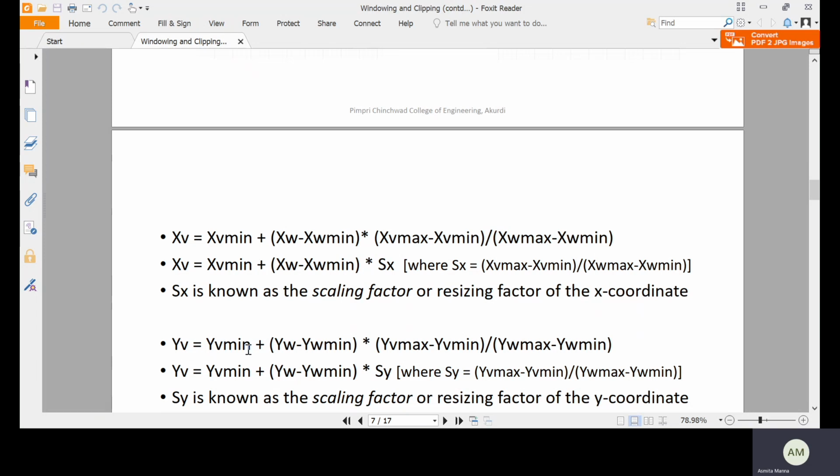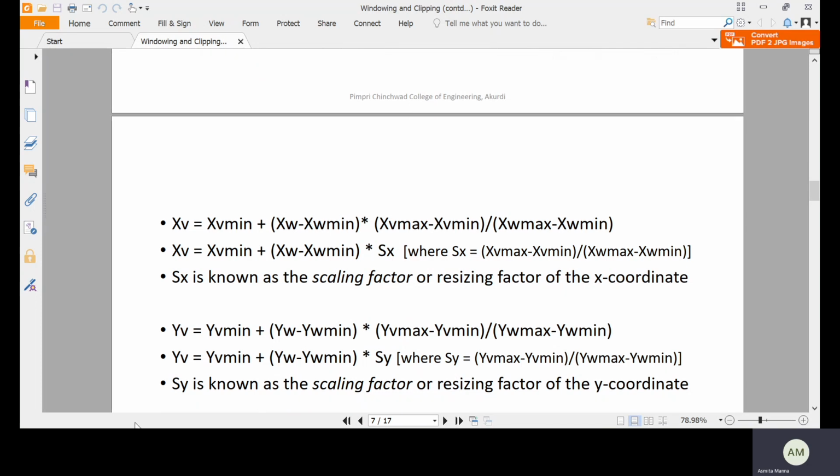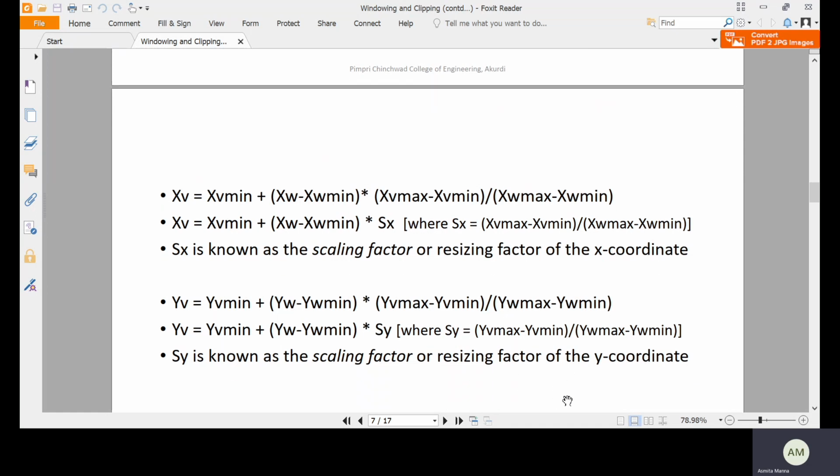yv equals yv mean plus yw minus yw mean whole into yv max minus yv mean by yw max minus yw mean. Or simplifying, we get yv equals yv mean plus yw minus yw mean whole into Sy, where Sy is yv max minus yv mean by the height of the viewport by height of the window. Sy is known as the scaling factor or resizing factor of the y coordinate.